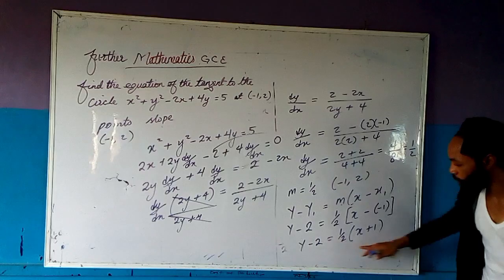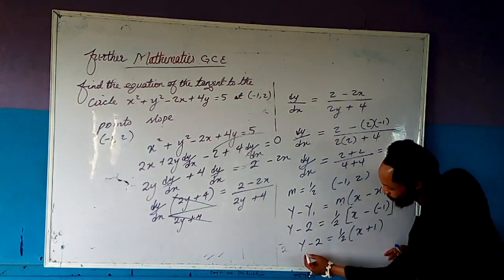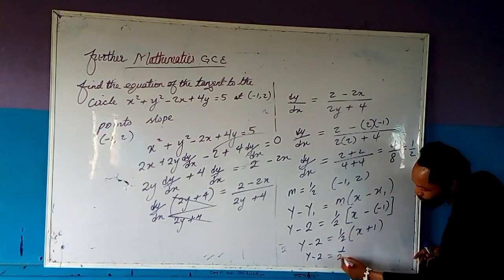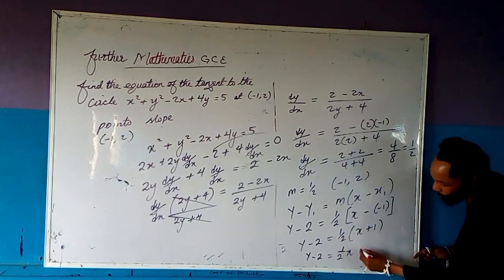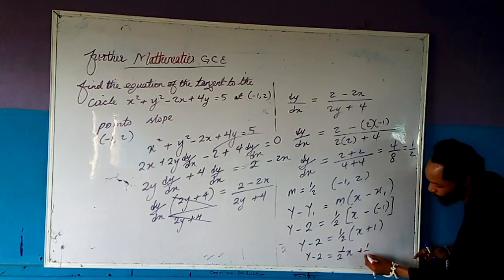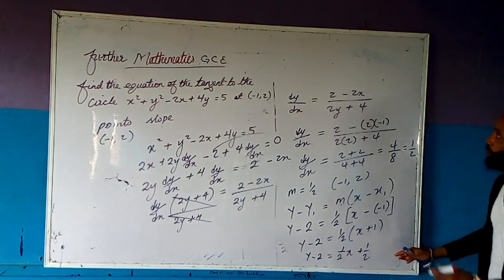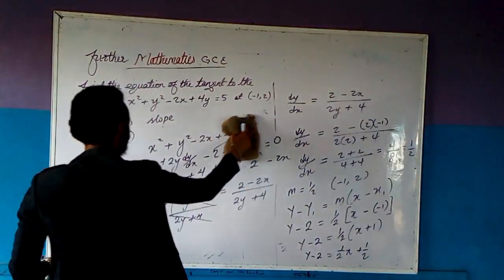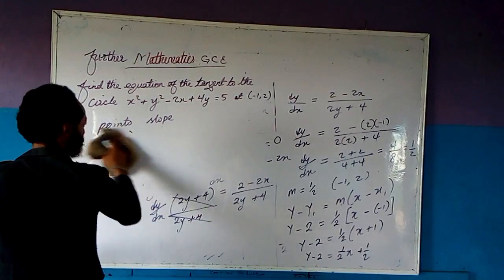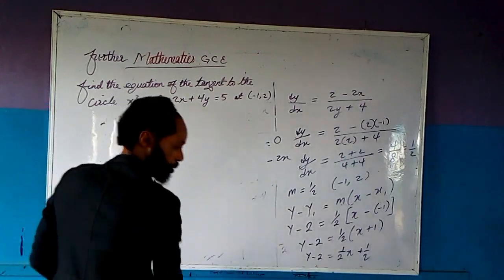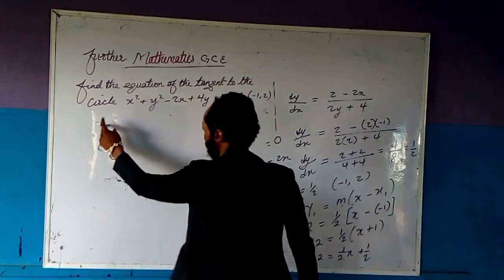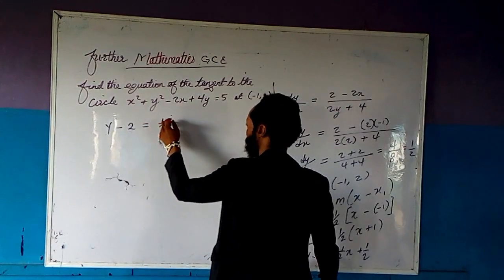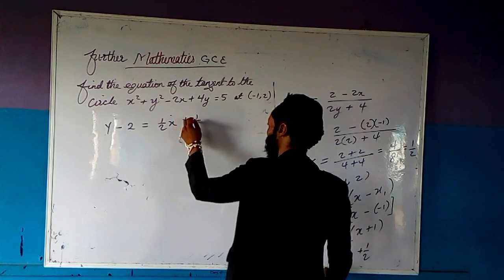Okay, so at this point, we multiply through. We have y minus 2 equals 1 over 2 multiplied by x, we have 1 over 2x. 1 over 2 times 1, we have 1 over 2. So this is what we have here. We already have this information. Alright, so we have y minus 2 equals 1 over 2x plus 1 over 2.